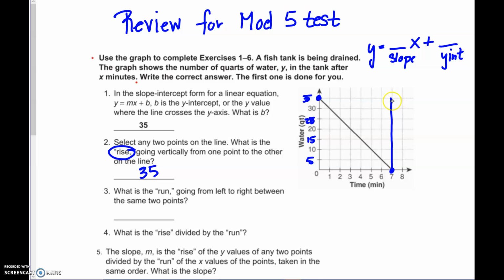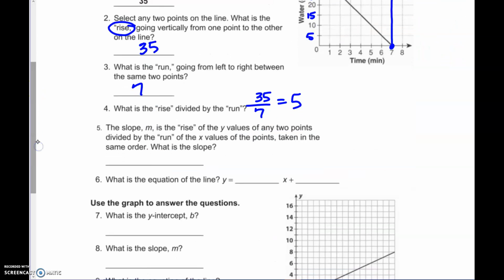And then how many am I running? Well, I run and go across. They're counting by ones that way, and that is 7. So they want me to take the rise and divide by the run. So I get 35 divided by 7, and the answer is 5. So the slope for this particular equation is actually 5. So we can fill in 5 in our first blank, and then in our second blank, we can put in 35. That was the question to number 1.